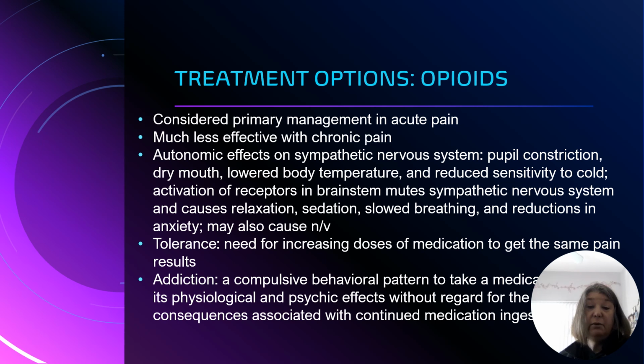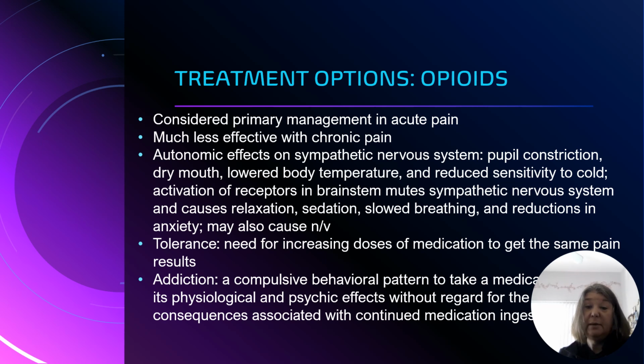It is increasingly recognized that opioids are much less effective in managing the pathologies underlying most chronic pain conditions, and their use in chronic pain should be carefully evaluated. It is the action of opioids on receptors in other brain regions, such as the hypothalamus and pituitary gland, that produces the autonomic effects seen with opioids. This includes pupil constriction, dry mouth, lowered body temperature, and reduced sensitivity to cold.